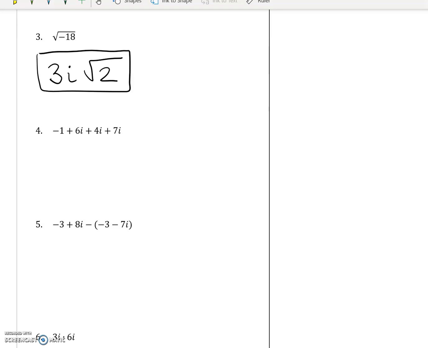Then when you have just a bunch of imaginary numbers, no parentheses or nothing, just combine like terms. So here's an i, here's an i, here's an i. I add all those up. I get 17i minus 1. The proper way to put it is with the number first and then the i.